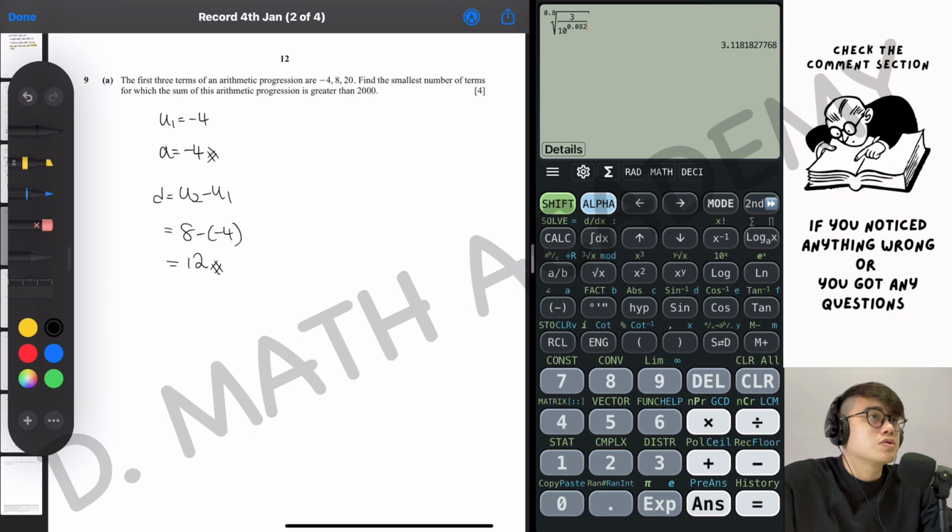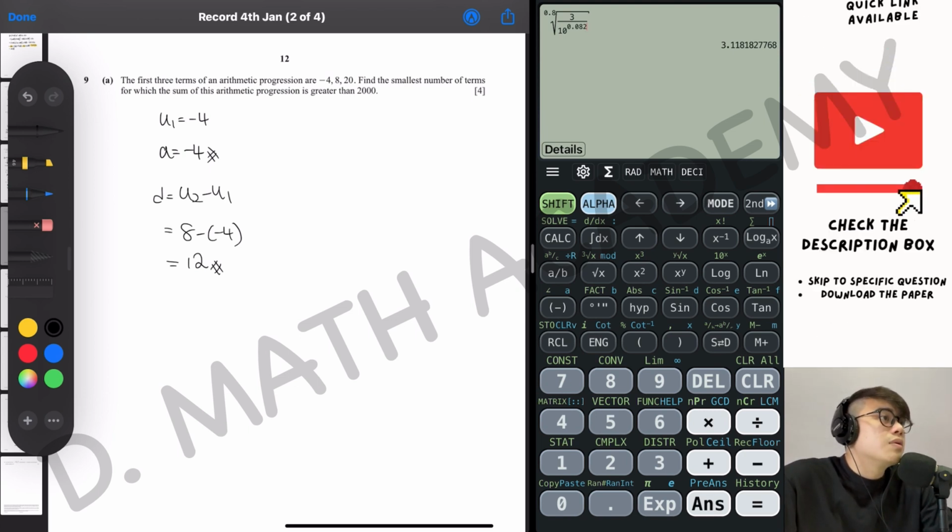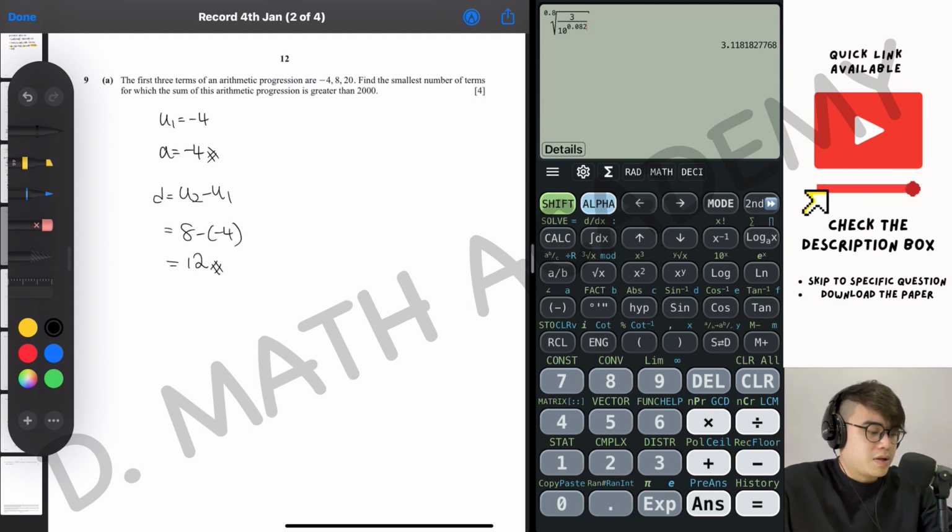Okay, so I don't have the formula. Hold on, let me pull it up on my computer. Okay, so I found it already. It's referring to our Sn equals 1 over 2 n, 2a plus n minus 1 d.